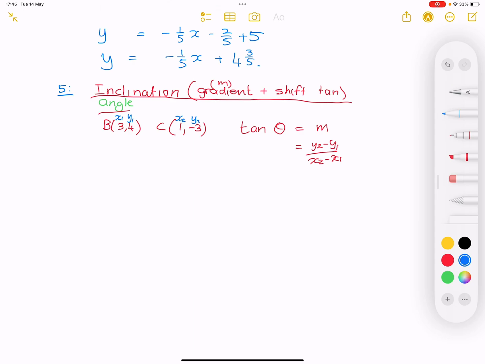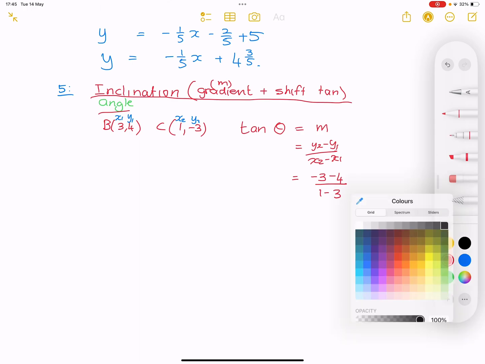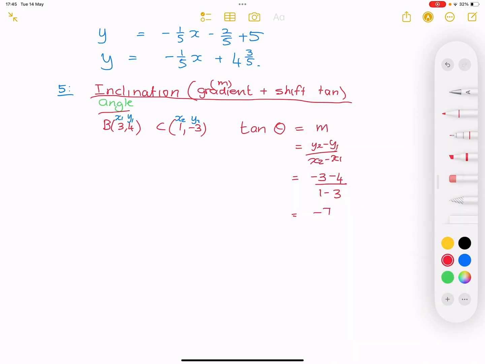Alright, let me carry on. So this means that tan of theta is the gradient, which is minus 3 minus 4 over 1 minus 3. So that gives you minus 7 over negative 2, and that is 7 over 2. So now you have that tan theta is equal to 7 over 2.